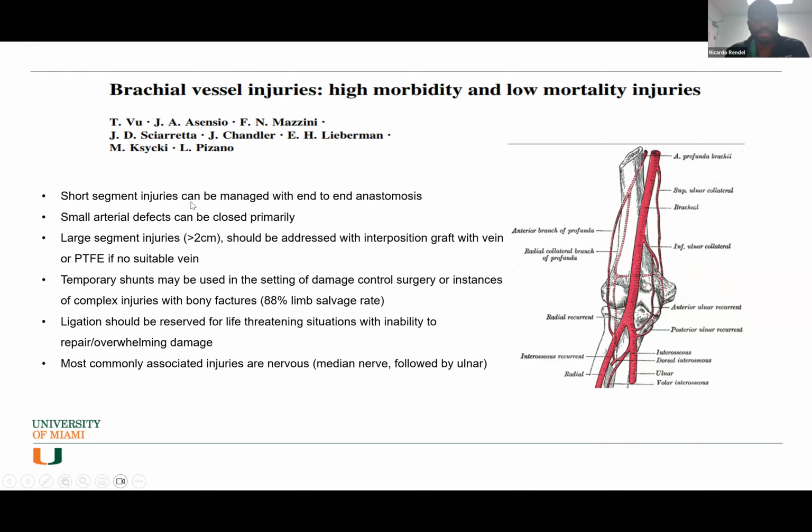Like we said, short segment injuries can be managed with end-to-end anastomosis. Small defects can be managed primarily. Large defects will require interposition grafting with either autologous vein or PTFE. In hemodynamically unstable patients, using temporary shunts is appropriate management, and then ligation should only be reserved for life-threatening situations. And there are commonly nerve injuries related to these injuries.